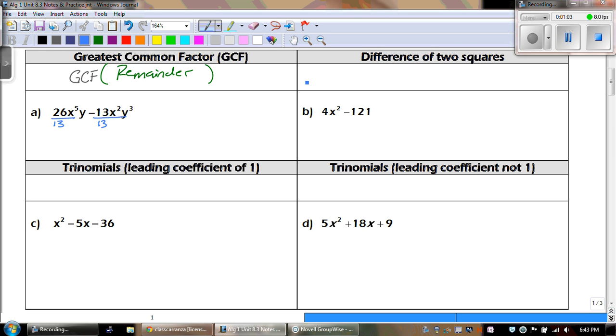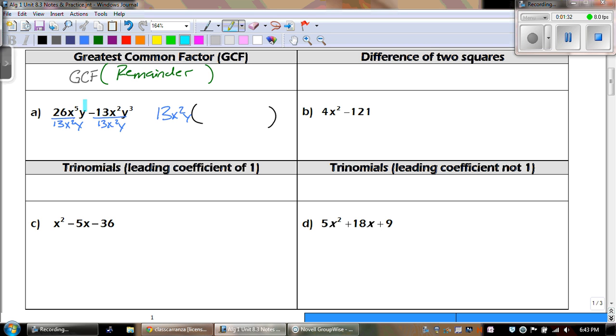Now let's look at the x's. How many x's can we take out of both? Well, the most I can take out is 2. And now what about the y's? They both have a y, but the lowest one is a 1. So my GCF is 13x squared y. That'll come out first, and then the rest is our remainder.